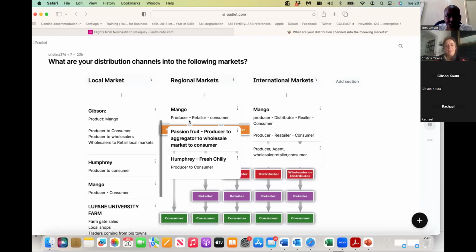Okay, and then here in the regional markets, we've got passion fruit producer to aggregator to wholesale market to consumer. So I think that's Susan again, because she uses the word aggregator. Is that you, Susan? Yes, it is.